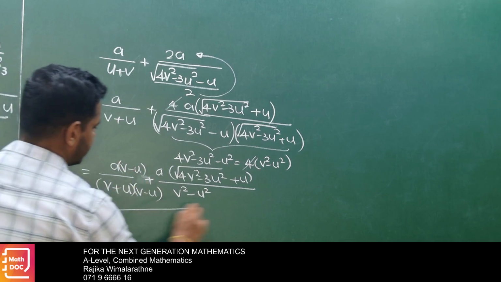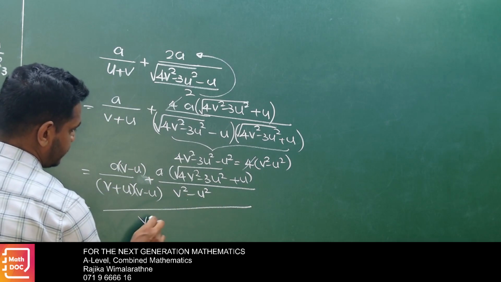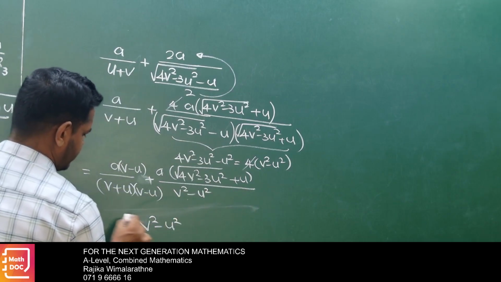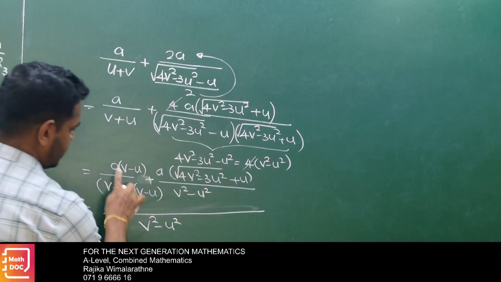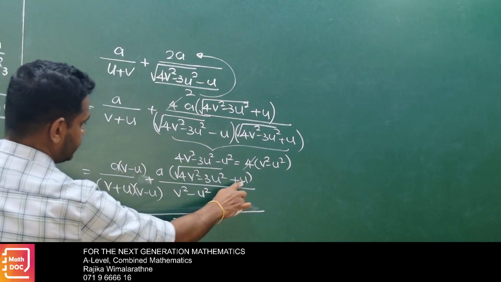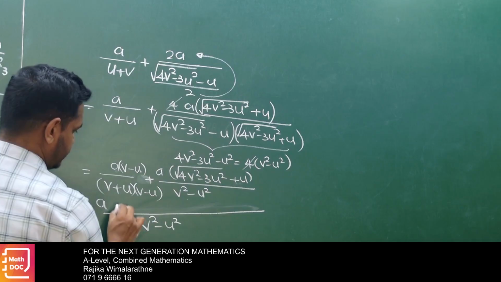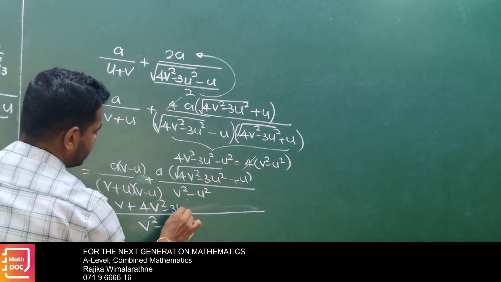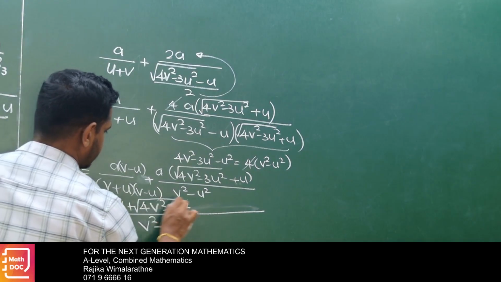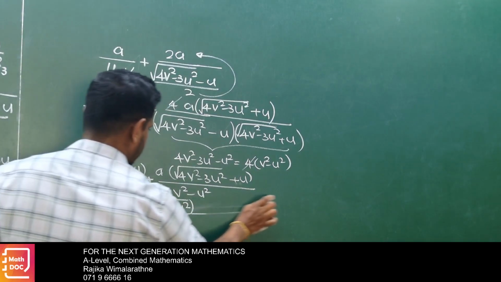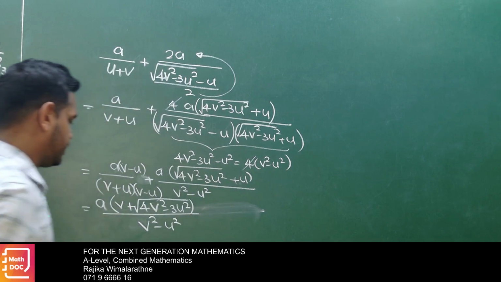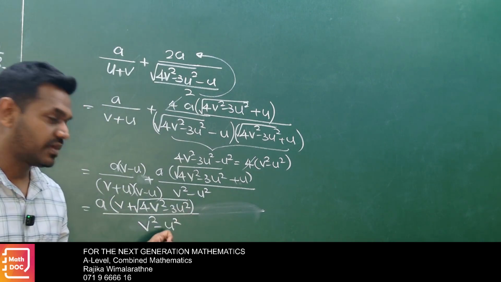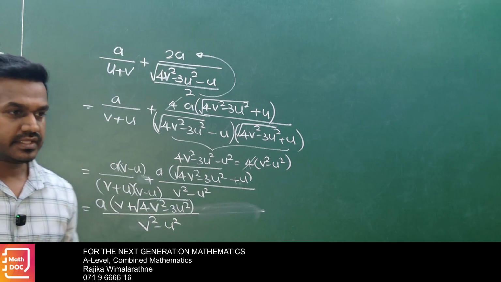Now here we have the common denominator v square minus u square. Then take a outside, cancel u, then v plus 4v square minus 3u square root. A times v plus 4v square minus 3u square root over v square minus u square. Okay, likewise you can simplify.